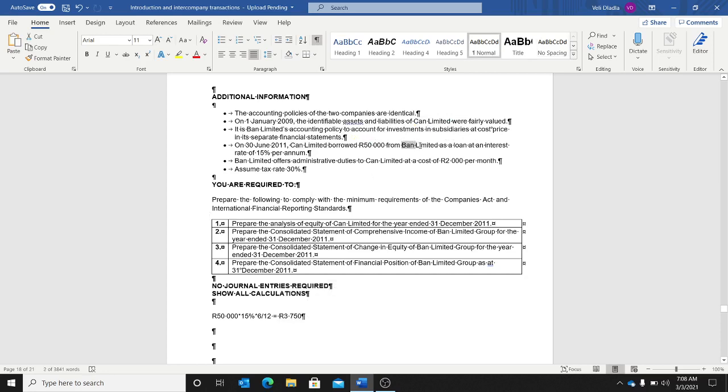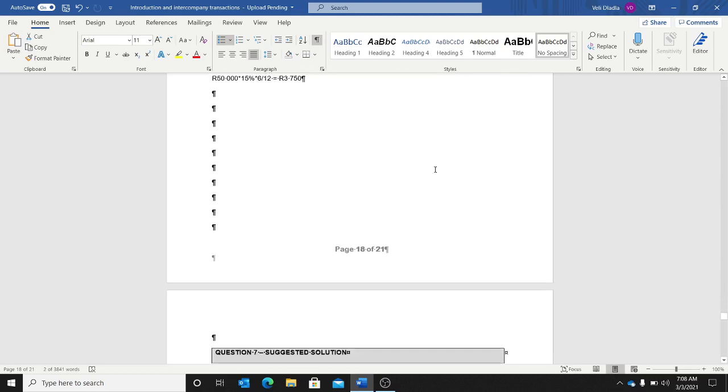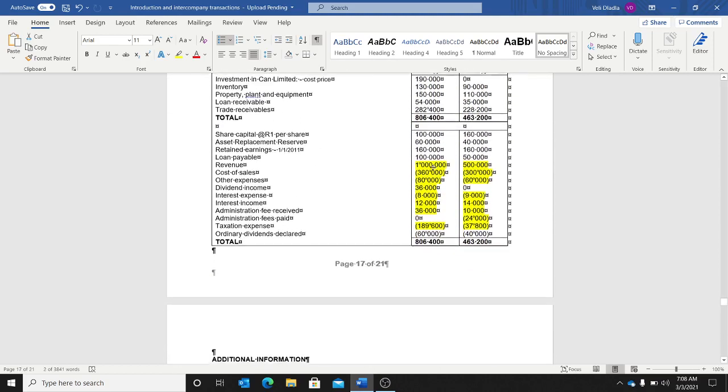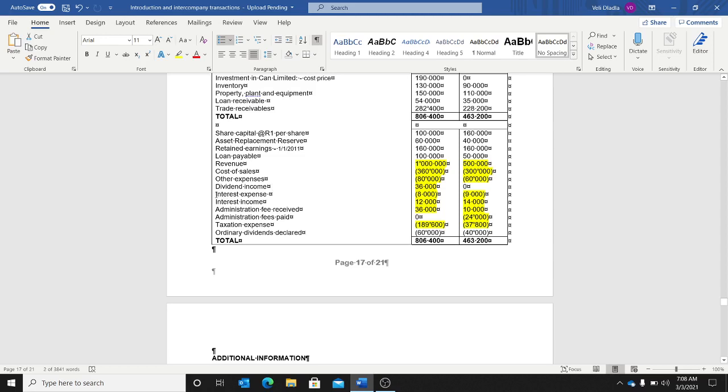Ben is going to have an interest income because he's going to receive that money. But when you combine the two companies into one, one is bringing interest expense, one is bringing interest income. But the rules of consolidation says, on consolidation, you can see here, here's the interest income, here's the interest income.